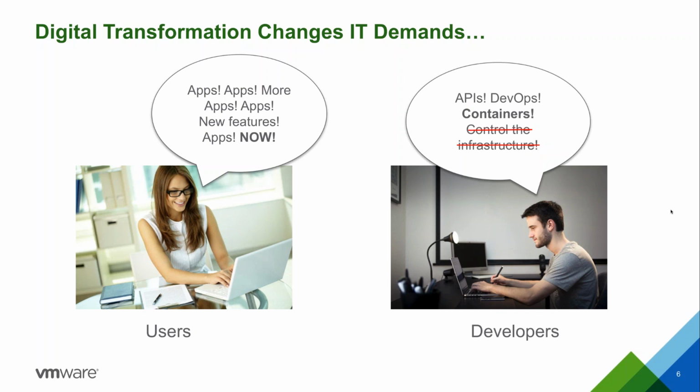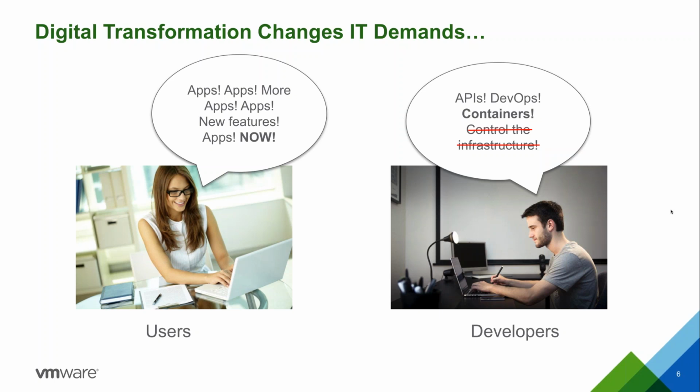So what they want are APIs, they want DevOps, they want containers, but they don't really want to control the infrastructure anymore, right? So they look for alternatives to virtual machines, to just naked virtual machines, to get their job done, right? So what they look for is stuff like native services on leading public clouds, for example, or leverage technologies like containers or any other stuff that actually helps them get their job done, right?